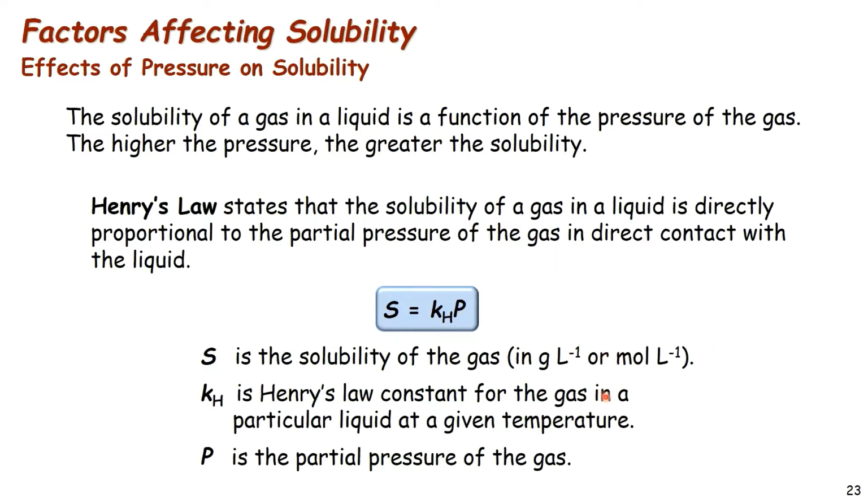But that is the solubility. It's just the amount that can be dissolved in a certain volume. The amount of gas, right? So this is going to be the moles of gas or the grams of gas. And this is going to be the liters of solution. This KH, the K subscript H, is what's called Henry's constant, or Henry's law constant. Okay, so Henry's constant again is different for each gas and each solvent at each temperature.